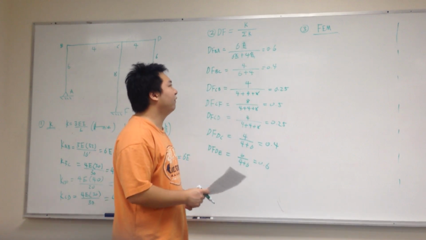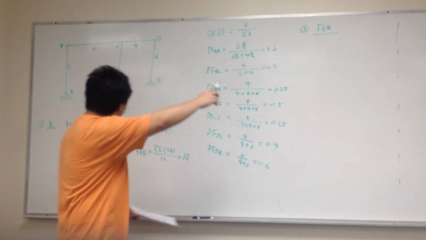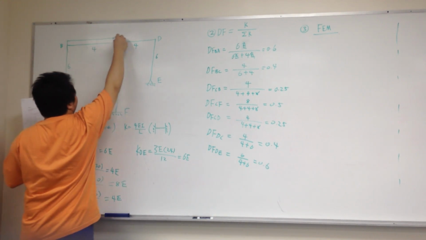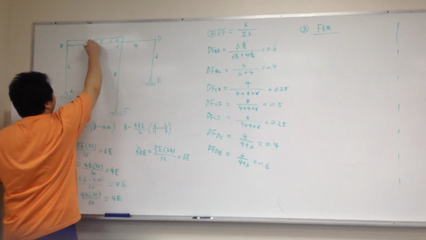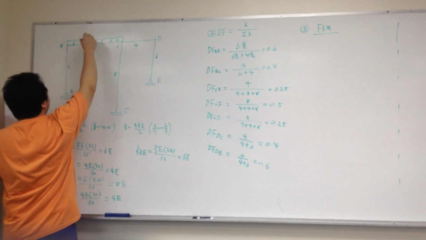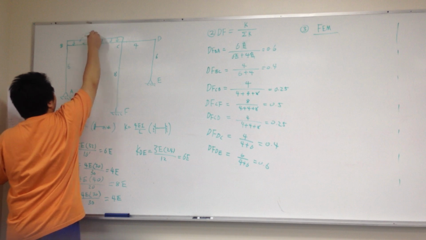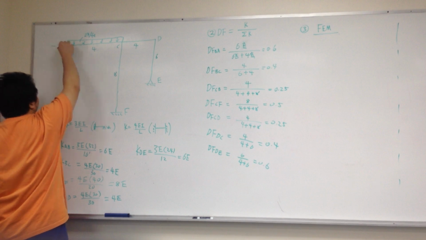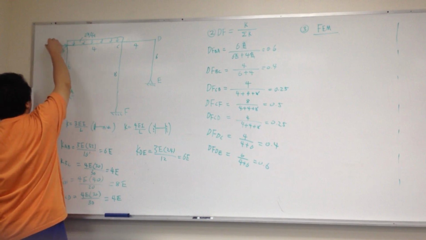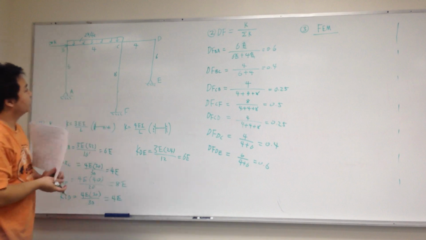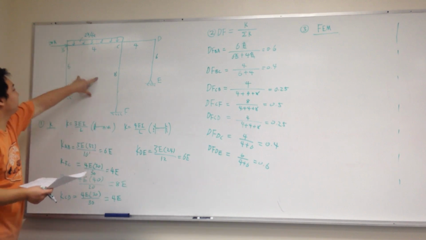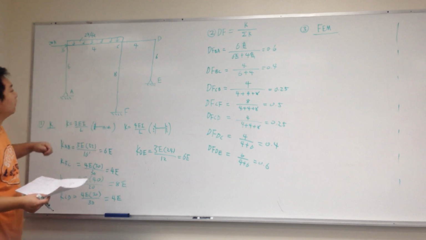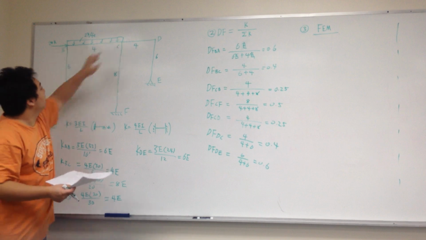Step number 3, you have to find the fixed end moment. In this one, I forgot to put the unit load, distributed load. Okay. So in this case, which span is going to have force? There's only one span have the force, which is BC.